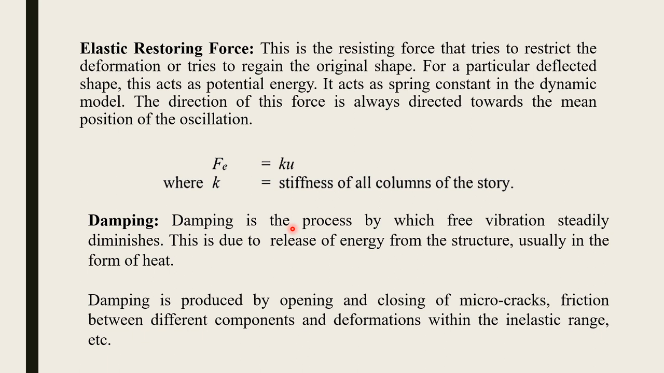Damping is a natural property. For example, in our buildings, bricks, columns, steel, concrete, each material has its own damping property. For example, bricks have a damping of 2%, concrete has 5%, steel has 8%, and so on. So we take a composite; for example, in a concrete building, we take 5% as the damping, its natural property.